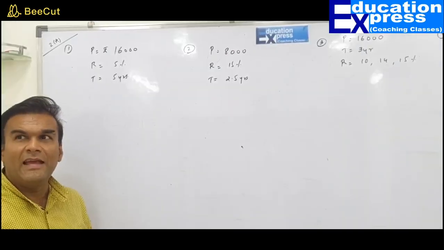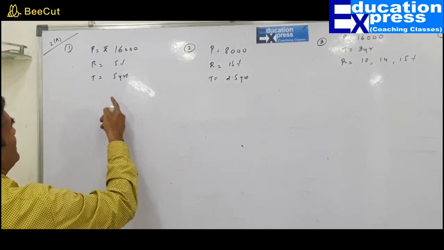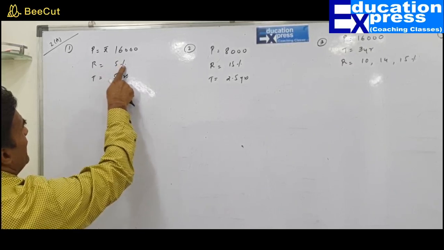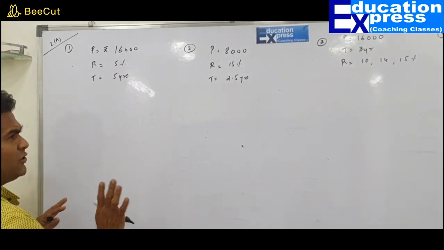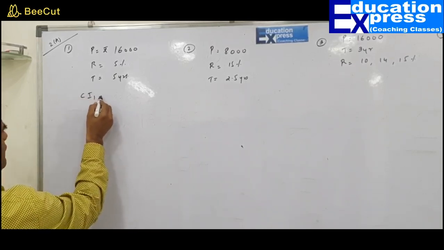We are starting with exercise 2A. Question number 1. The very simple question. Principal is 16,000. Rate is 5%. Time is 5 years. I'm not going to do for 5 years. I'll just show you what exactly you are supposed to do. Please find out compound interest for first year.